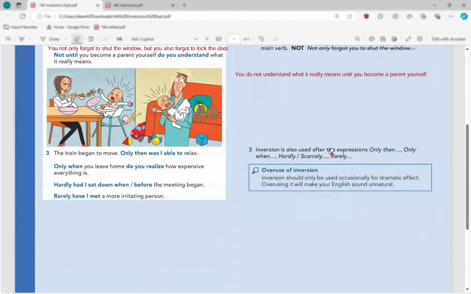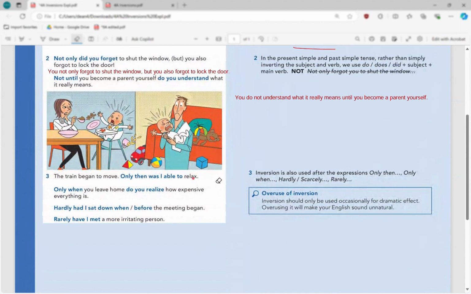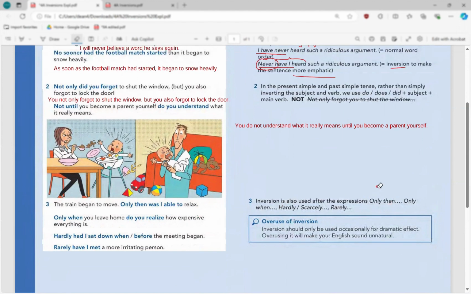Inversion is also used after certain expressions. There are also adverbs, right? Only then, only when, hardly, scarcely, rarely. From these examples, we can understand which adverbs and adverbial phrases we can use inversion with. They're not a lot. As long as you can memorize these adverbs, only then, only when, hardly, scarcely, rarely, pretty much we're covering all of it. Okay.